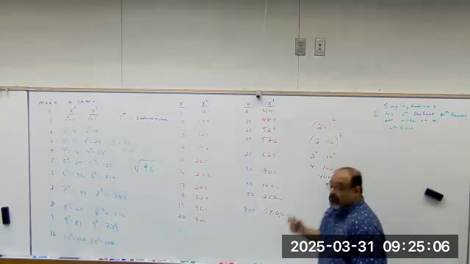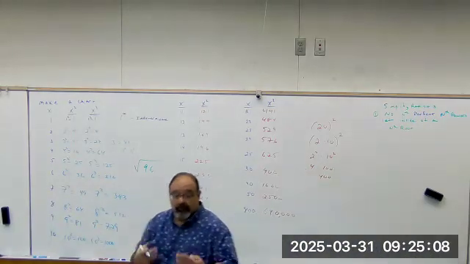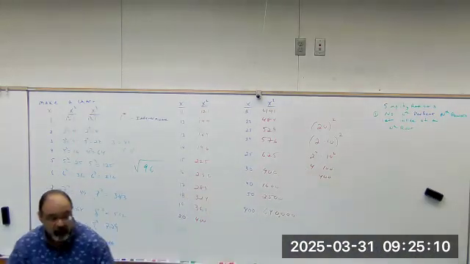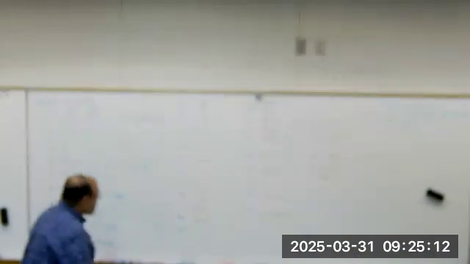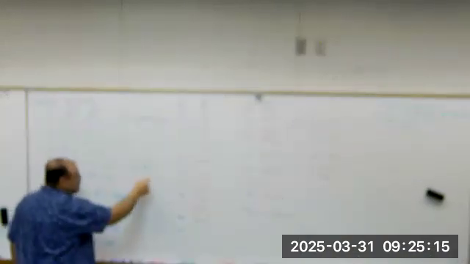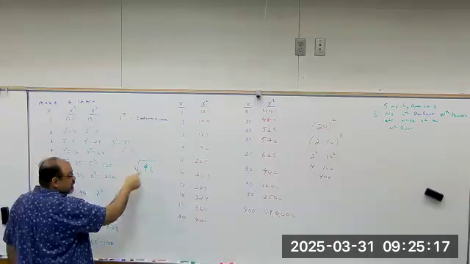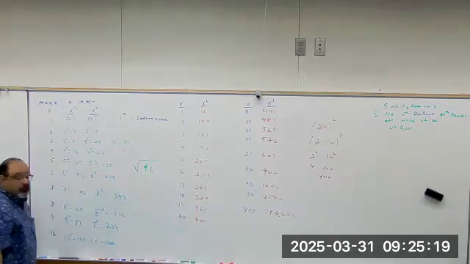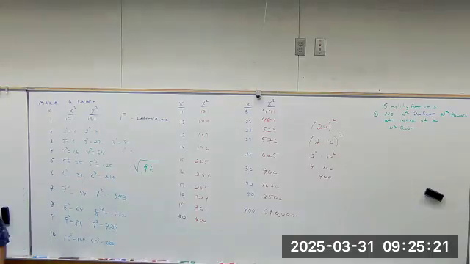That means no perfect squares left in the square root, no perfect cubes left in the cube root, no perfect fourth power left in the fourth root. So we want to make sure there's no perfect squares left in this square root. We want to free them from jail. If you know a list of perfect squares, then you try to see what perfect square goes into this.